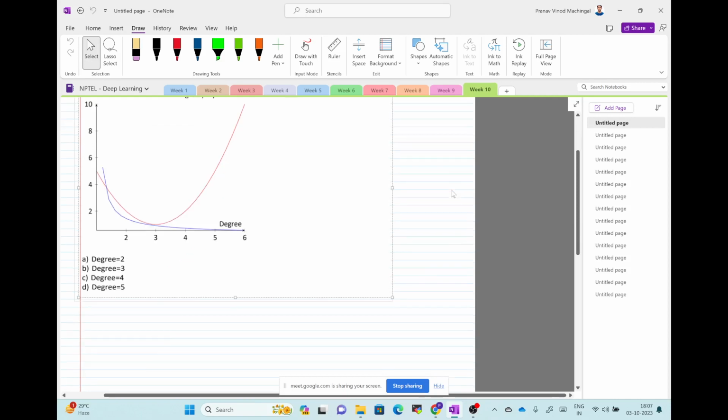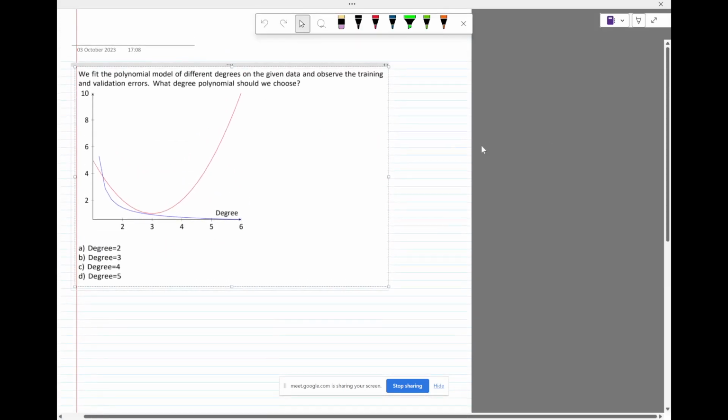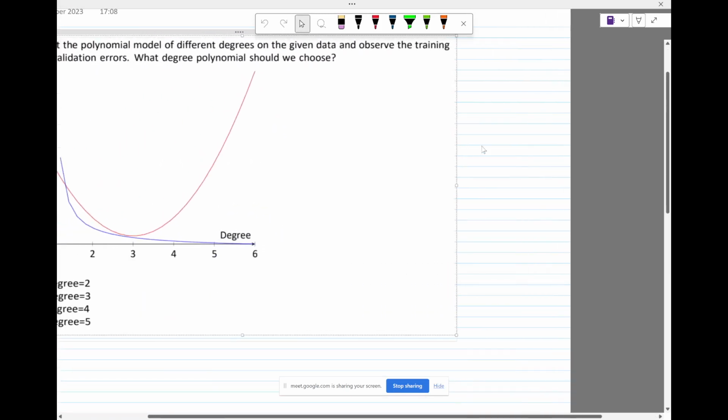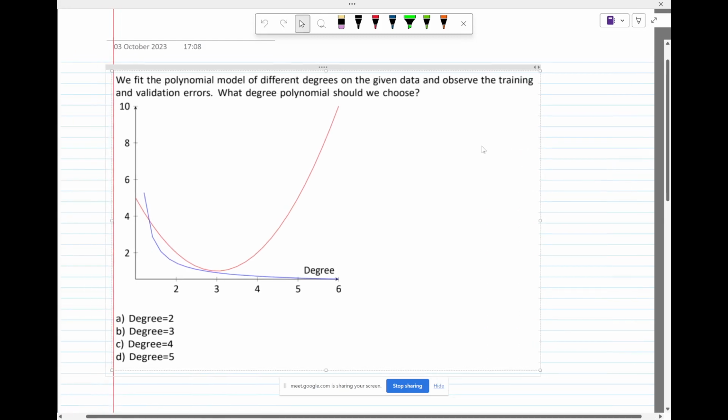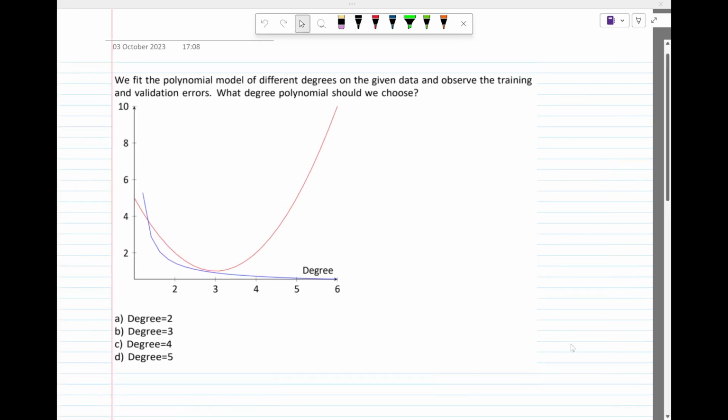So we'll start with the first question. In the first question they are asking, we fit the polynomial model of different degrees on the given data and observe the training and validation errors. What degree polynomial should we choose?